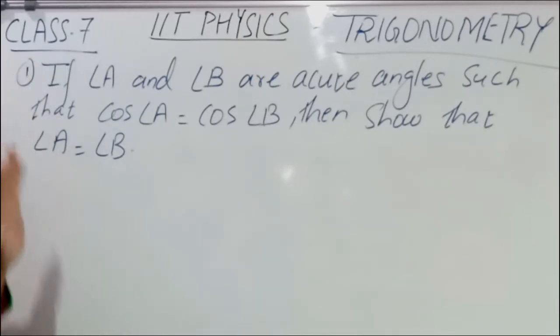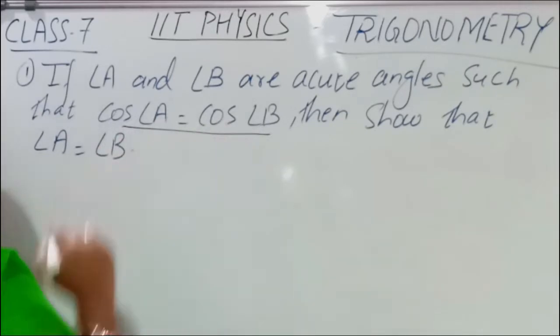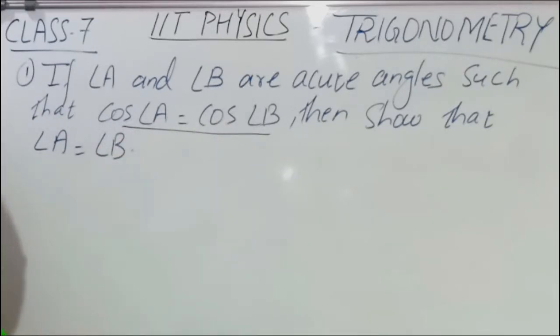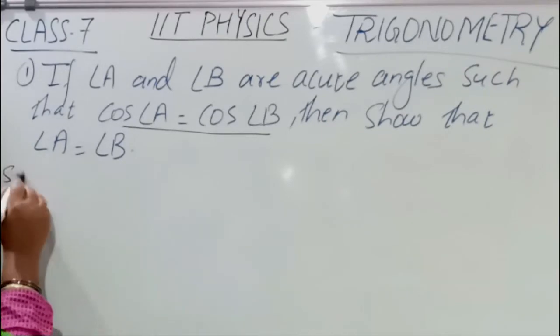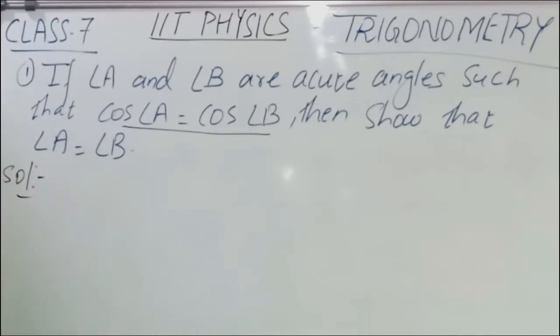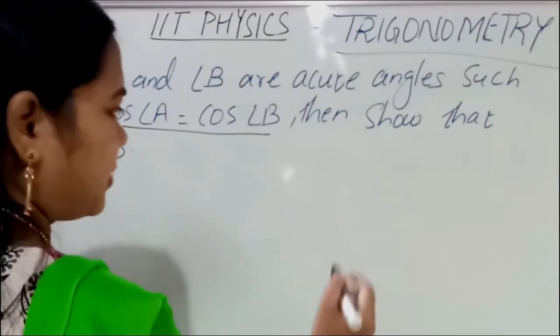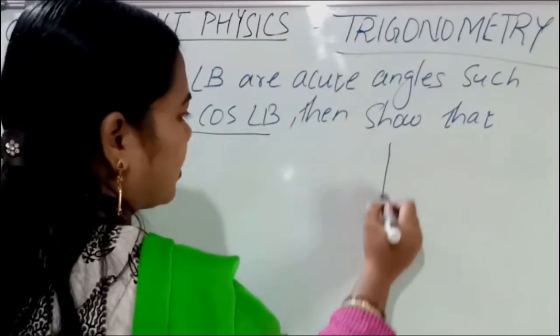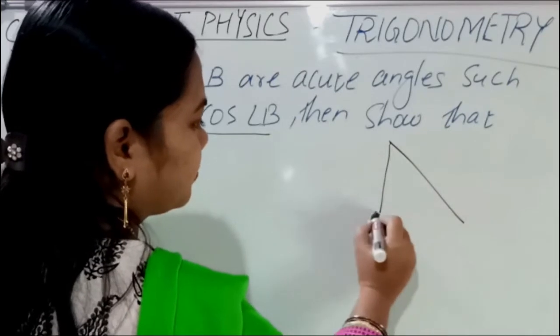If angle A and angle B are acute angles, such that cos angle A is equal to cos angle B, here cos angle A is equal to cos angle B is given. You have to show that angle A is equal to angle B. So for this solution, we will first take a right angle triangle. Compulsory you have to consider one right angle triangle.